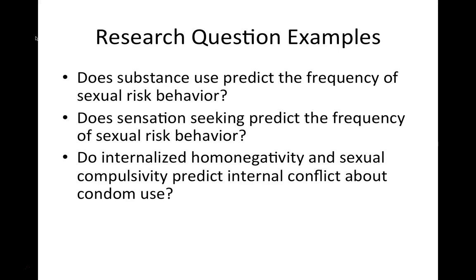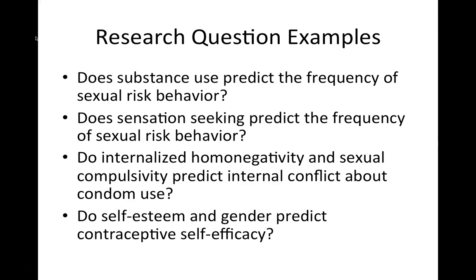Do internalized homonegativity and sexual compulsivity predict someone's internal conflict about condom use? This is one that we'll come back to. This is the research question for the Module 10 assignment. In the example that we'll go over, perhaps not surprising to you at this point in the semester, we'll be looking at contraceptive self-efficacy as our outcome variable, and we could ask a question such as, do self-esteem and gender predict contraceptive self-efficacy? So we'll go through this example using the AdHealth data as we do every week.